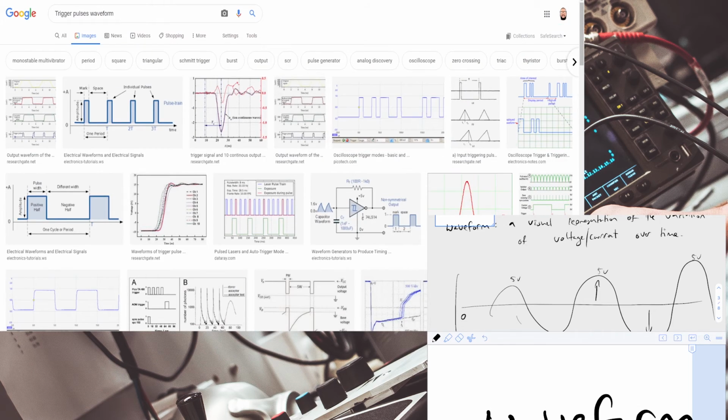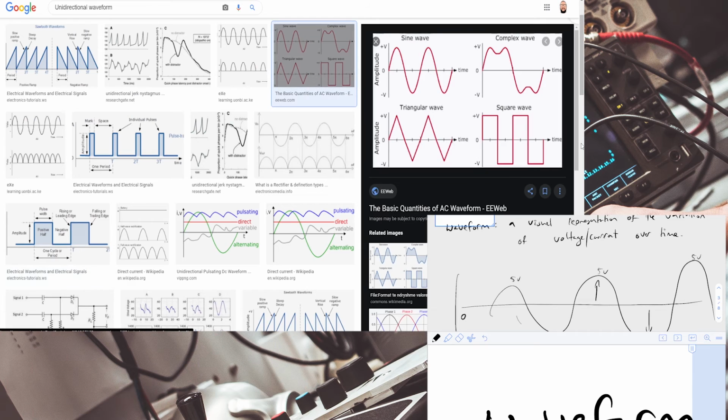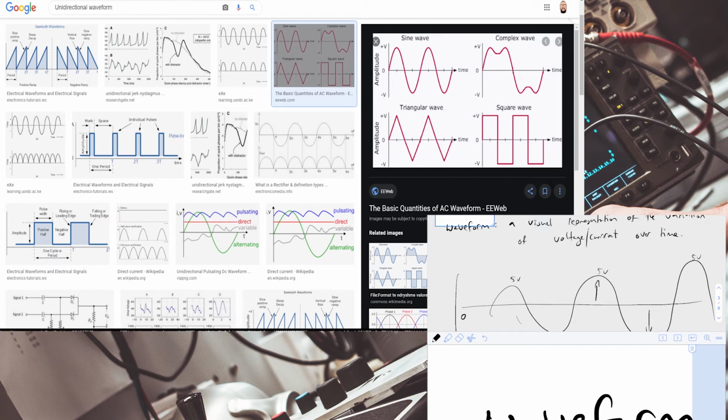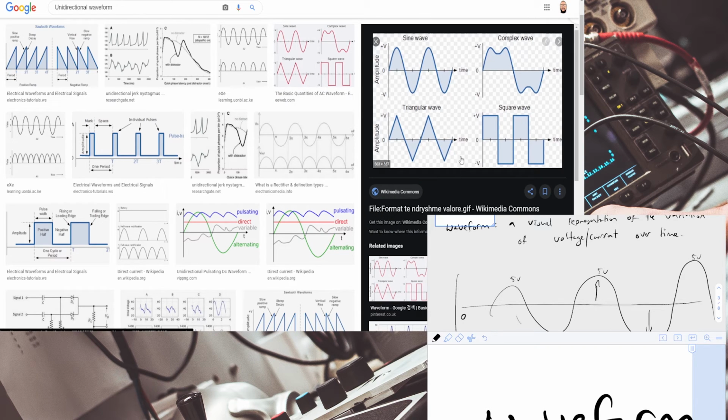You might have been on the last page. Let's go back. There you go. That seems like a good picture. Sine wave, complex wave, triangular wave, square wave. We'll just keep that for now. Although this one's quite clear as well.